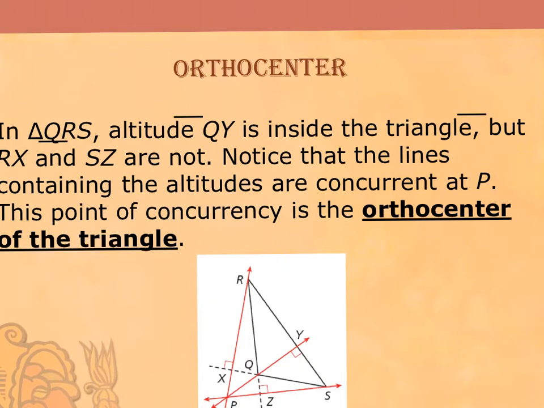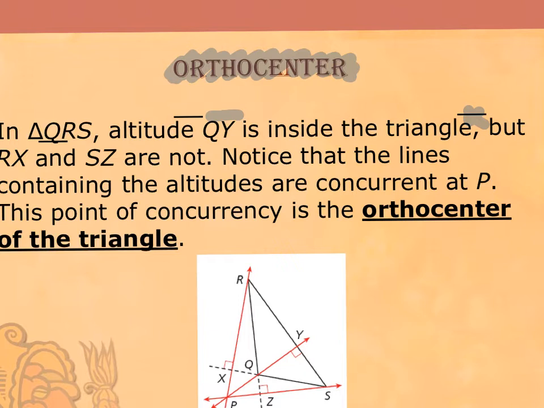And that special point, which, again, is a point of concurrency, has a name just like all the others, which is called the orthocenter. So in triangle QRS, altitude QY, this should be over here, is inside the triangle. Ignore this one. But RX and SZ are not. Notice that the lines containing the altitudes are concurrent at point P. This is the point of concurrency, which is the orthocenter of the triangle.